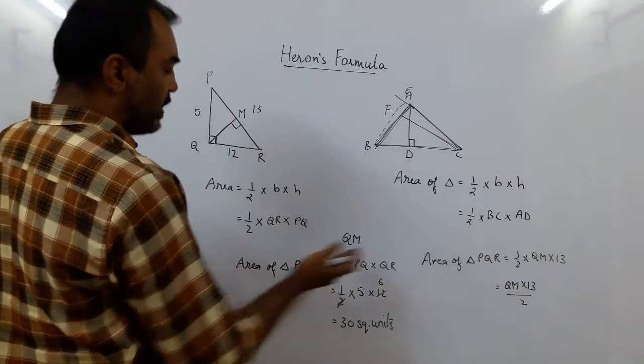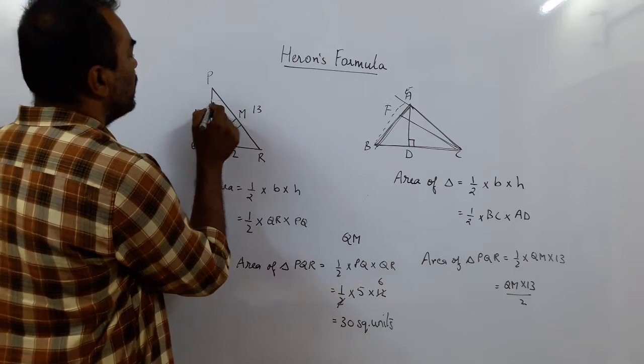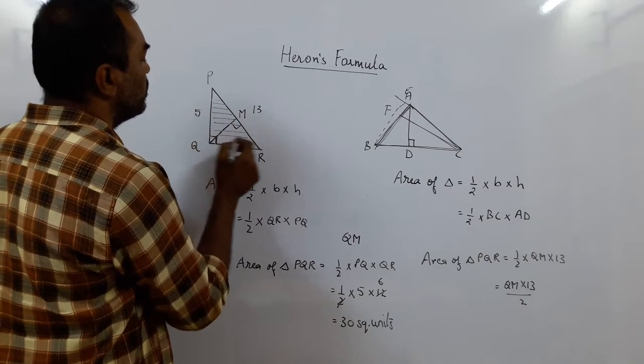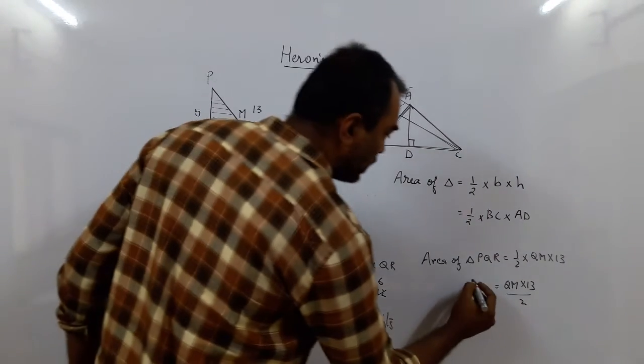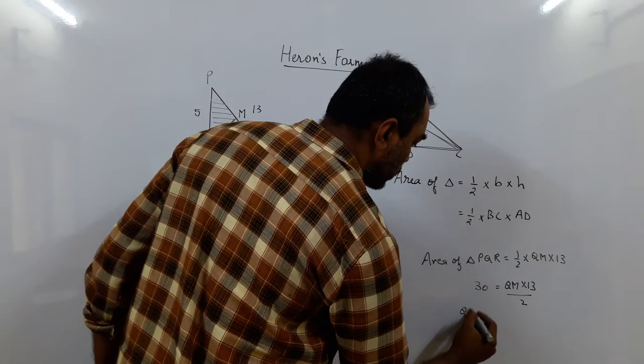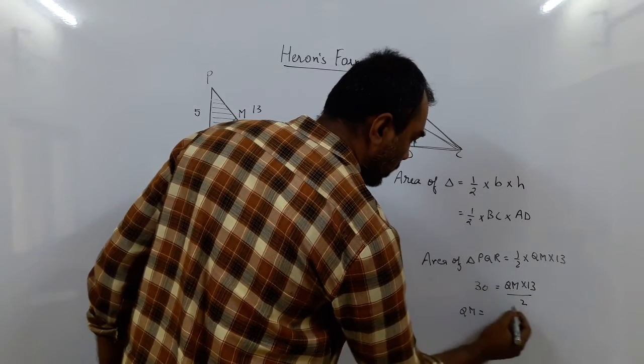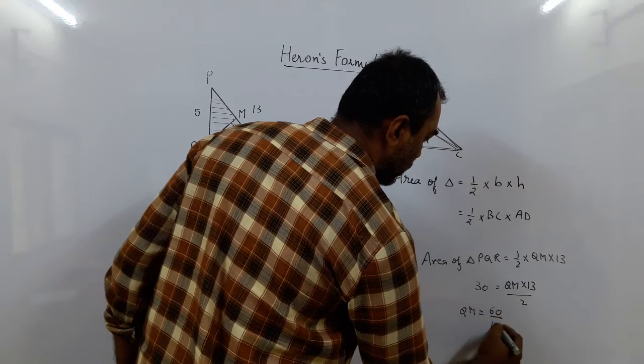But this is one and the same triangle PQR, so the area in both the cases should remain the same. So this is also equal to 30. So QM is equal to, multiply 2 into 30, that is 60 upon 13.